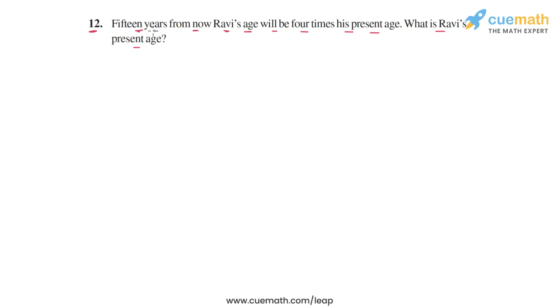So the statement says 15 years from now, Ravi's age will be 4 times his present age. And what is Ravi's present age? So the unknown is Ravi's present age. So let's start by assuming that to be some variable. So let's take Ravi's present age to be X years.